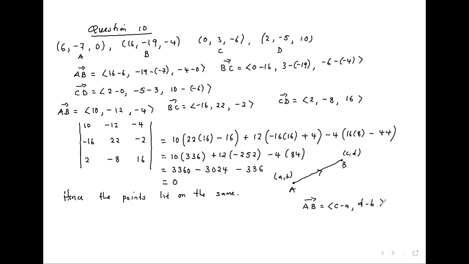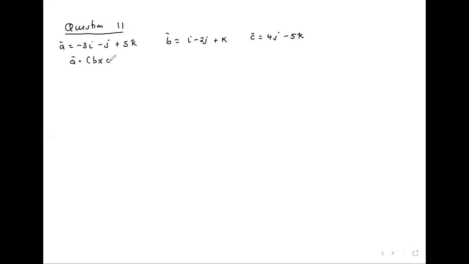Okay, question 11. If A as a vector is negative 3i minus j plus 5k, B as a vector is i minus 2j plus k, C as a vector is 4j minus 5k. Find A dot B cross C.